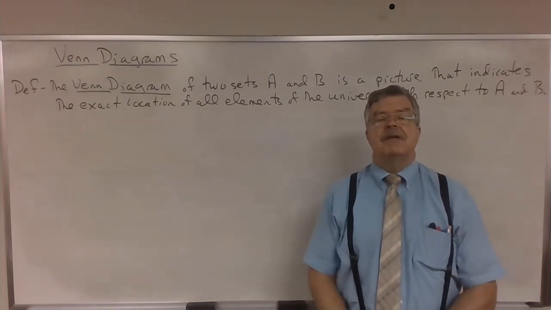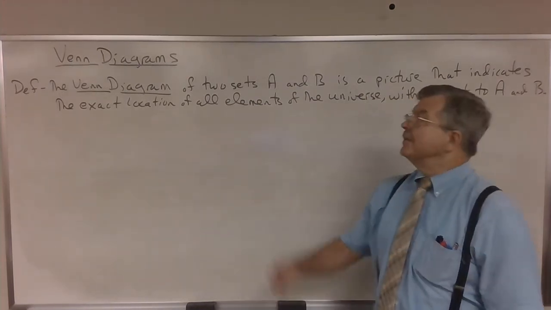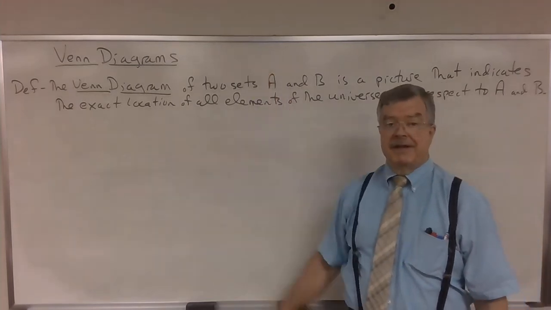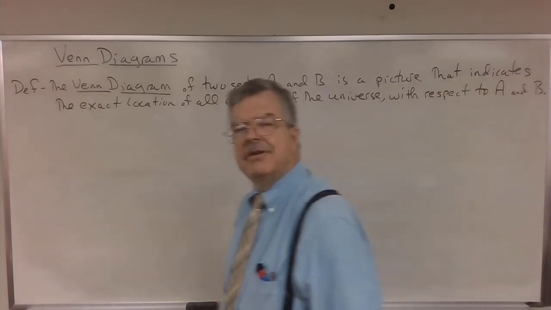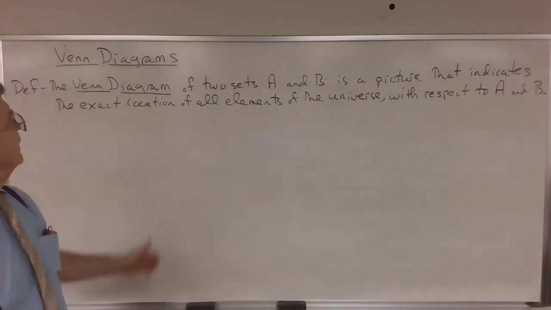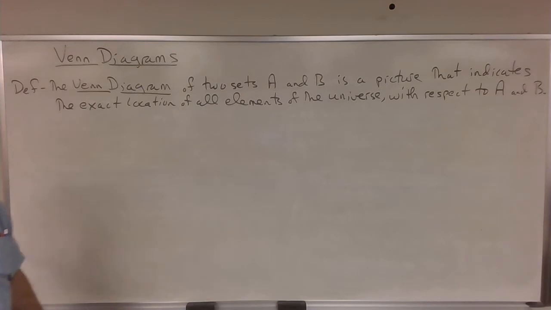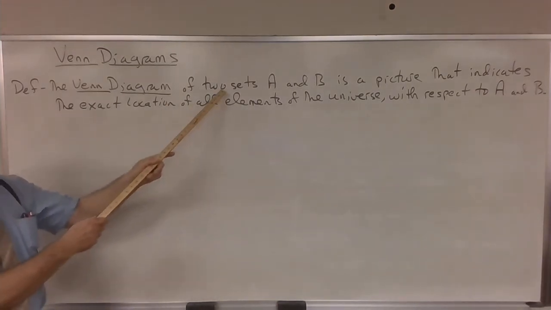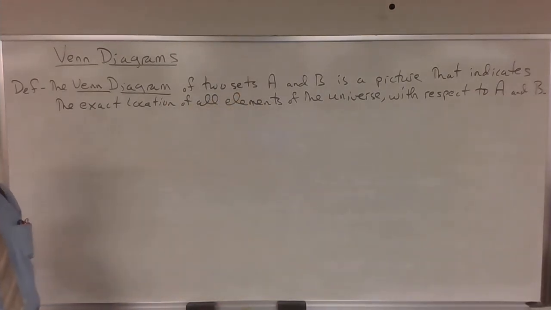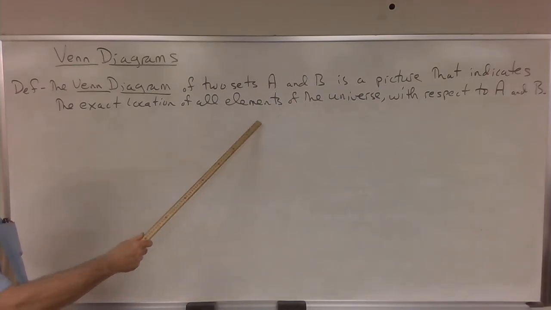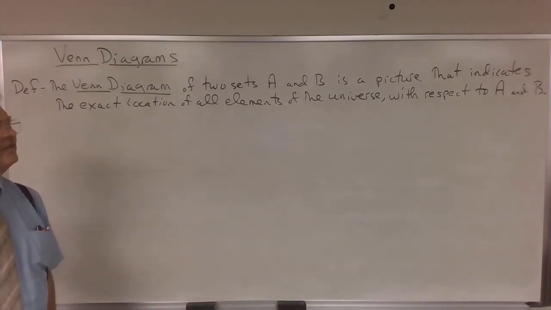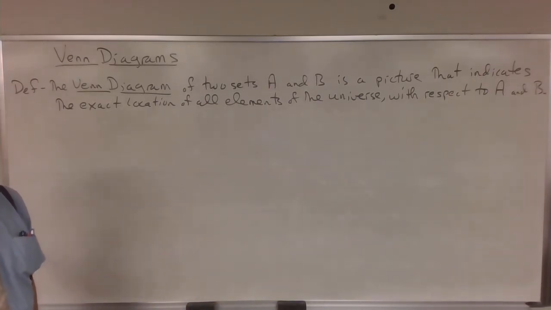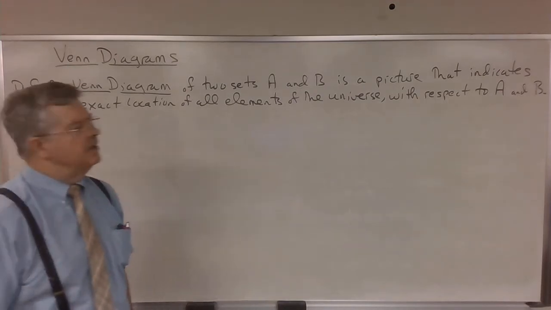Before we do anything else with sets, we're going to have to talk about Venn diagrams. And I've given a definition of Venn diagram. A Venn diagram of two sets, A and B, is a picture that indicates the exact location of all elements of the universe with respect to A and B. Well, that sounds like a pretty pompous boast, doesn't it?